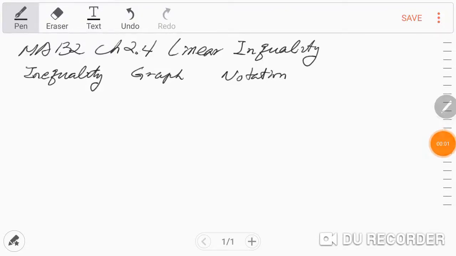Okay, this section is about linear inequalities. Let's say there's an inequality: x is less than or equal to b, but greater than or equal to a. So this means x is between a and b. Then the graph looks like this.